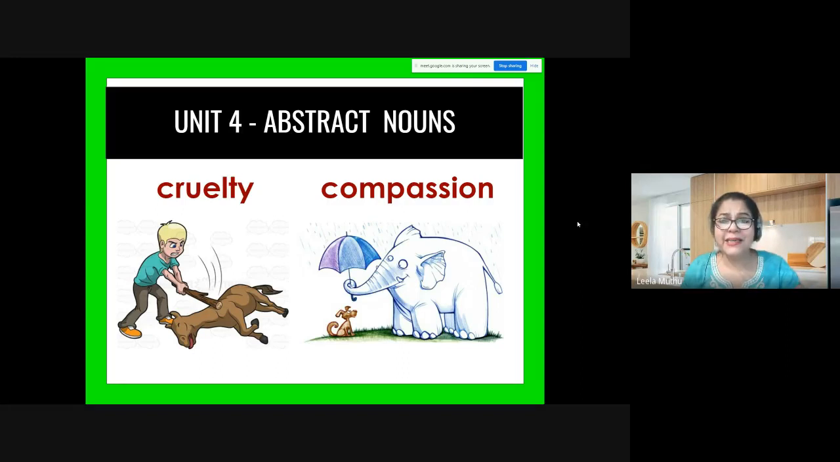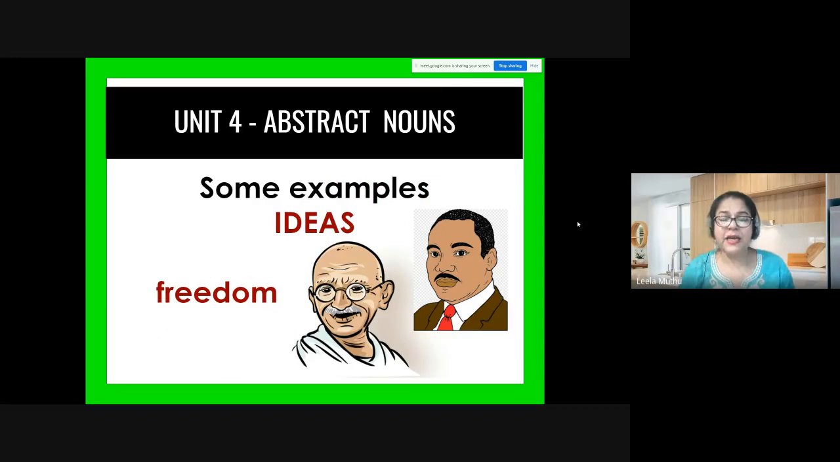He exhibits cruelty. A person who's kind is very compassionate, shows compassion. The adjective is compassionate. The abstract noun from that adjective is compassion. The adjective is cruel. The abstract noun from the adjective cruel is cruelty. Now you have some other examples like ideas, concepts. These are abstract. The idea of freedom. You can experience freedom, or you can be deprived of your freedom. But freedom is an idea.